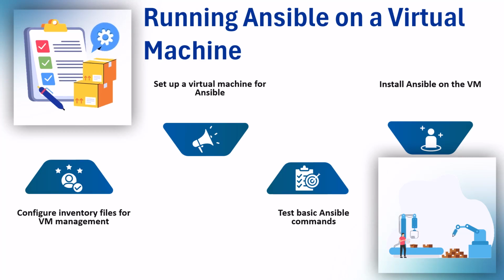Welcome. Let's dive into running Ansible on a virtual machine. First, we set up the VM, ensuring it's ready to handle automation. Then we install Ansible, because without it, well, this talk would be pretty short. After that, we configure inventory files to tell Ansible which machines to manage. Finally, we test some basic commands to make sure everything works. Ready, because things are about to get automated.